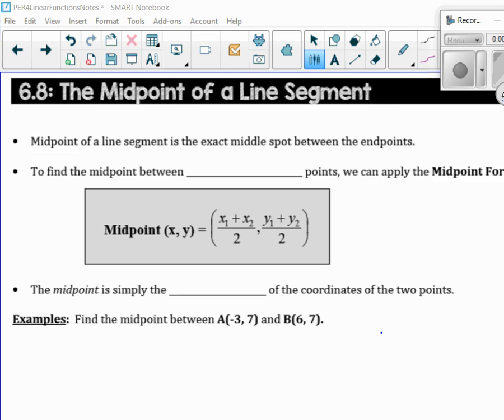The midpoint of a line segment is the exact middle spot between two endpoints. So if I have a line segment here, I want to find the exact middle. That would be my midpoint. Does anybody think they know how I would figure that out?